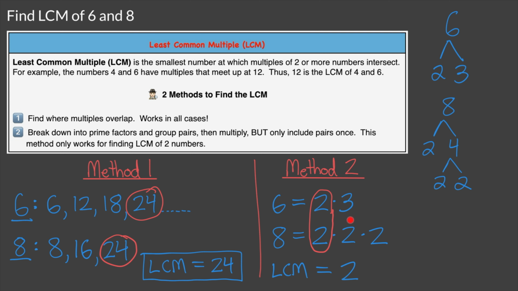And then we include all the other factors that are left over. So we're going to include this 3, this 2, and this 2. So I'll do the 3 first, then the 2 on the bottom, and then the other 2 on the bottom. If we multiply this out, we get 2 times 3, which is 6, times 2 is 12, times 2 again is 24. And that's what we got using method 1. So thus, the least common multiple of 6 and 8 is 24.